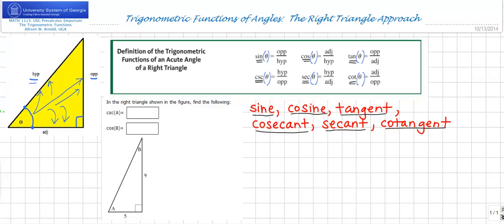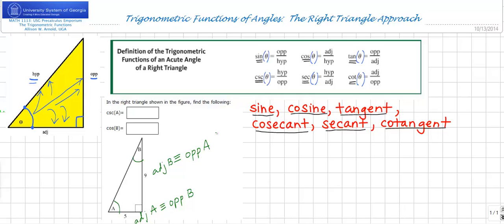In the example I've provided, the figure is a right triangle with 2 acute angles, A and B, and adjacent A is the length 5, adjacent B is the length 9. Realize that when I say adjacent A, that corresponds to saying opposite the angle B in this figure. And if I say adjacent B, that corresponds to opposite the angle A in the figure.